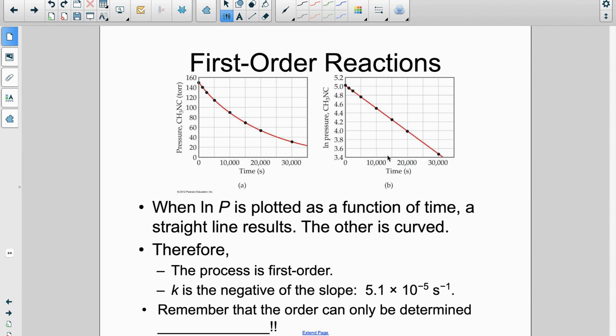And this slope is minus k, so the negative of the rate constant. So if we get the equation of this line, we can determine the slope and use that to obtain the rate constant from the slope. And remember, I will say this over and over, but the order of the reaction can only be determined experimentally. You can only get that from experiment, not from stoichiometry.